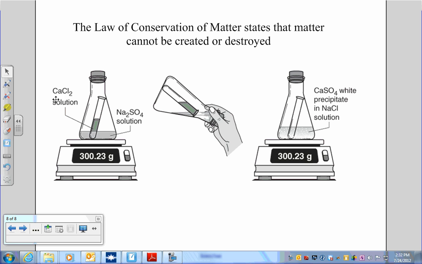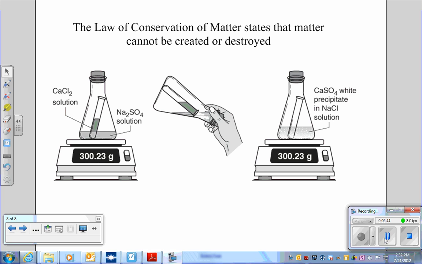So for example, here we've got a calcium chloride solution and sodium sulfate solution. They react, we see a reaction, but the mass before and the mass after are exactly identical.